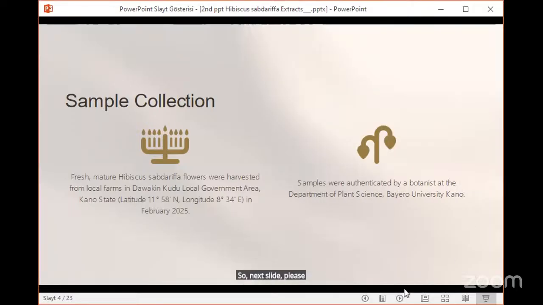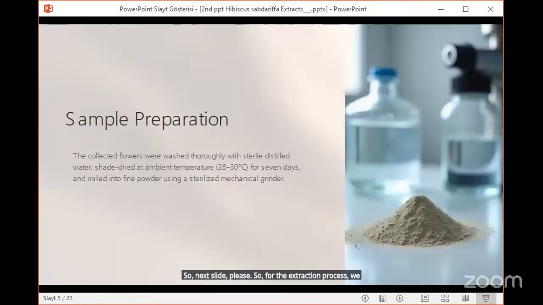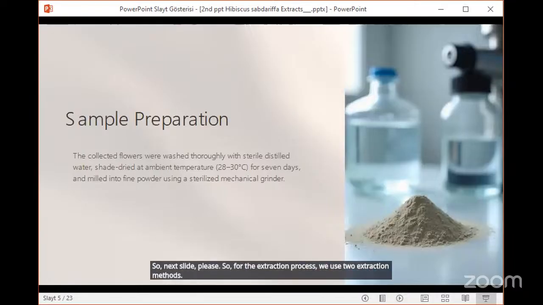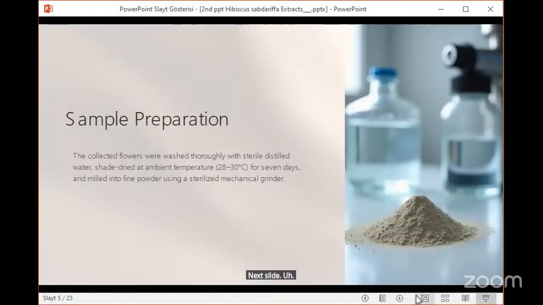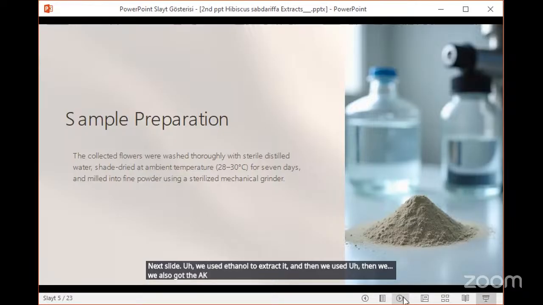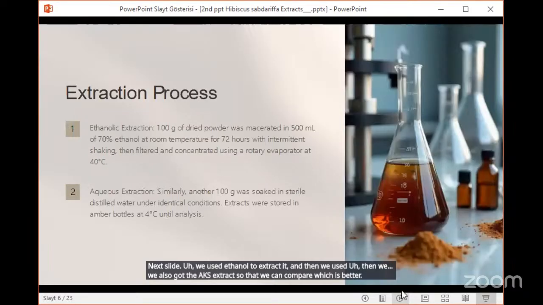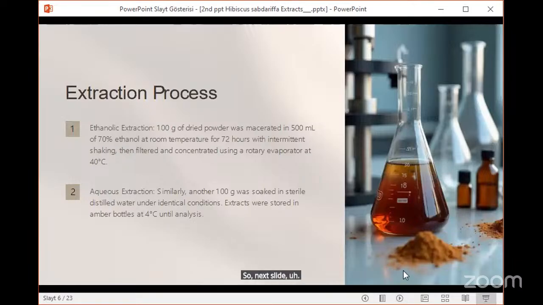So for the extraction process, we use two extraction methods. Next slide. We use ethanol to extract it, and we also got the aqueous extract so that we can compare which is better. So next slide.